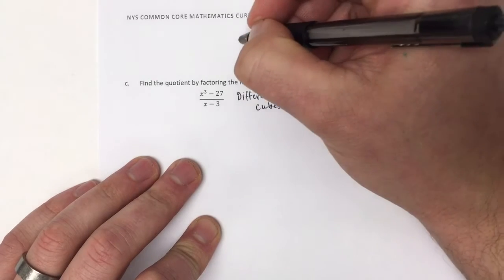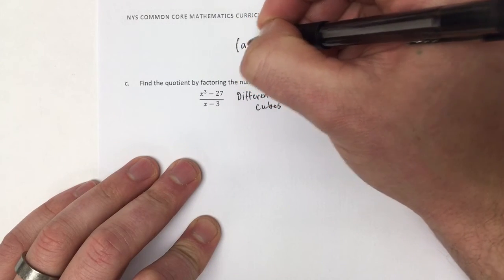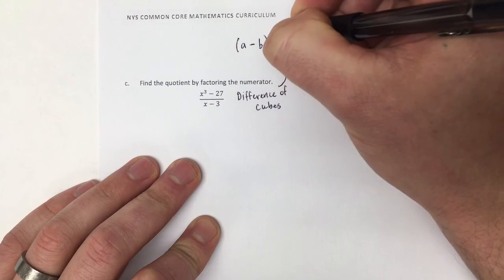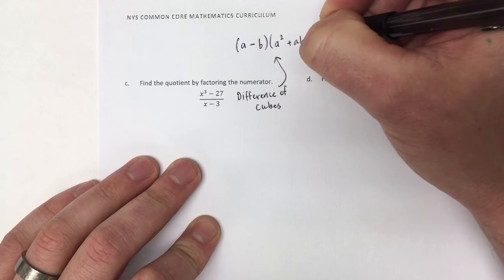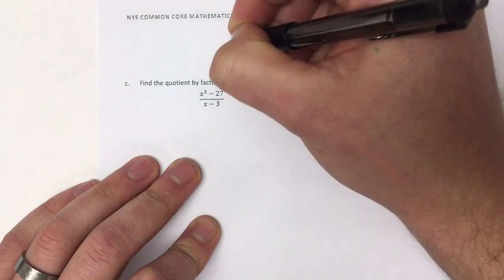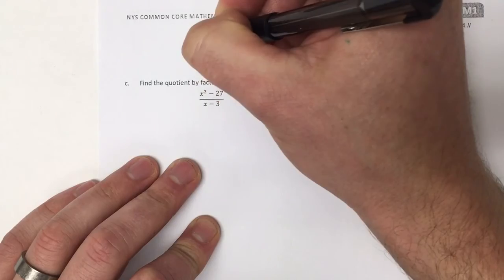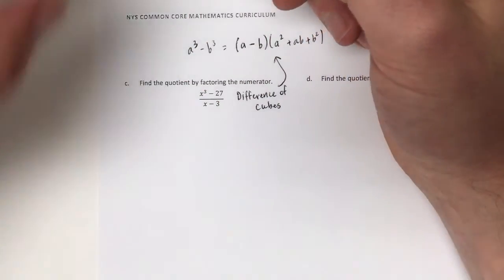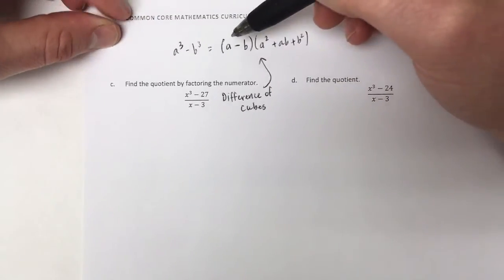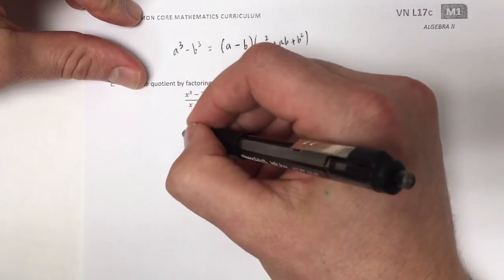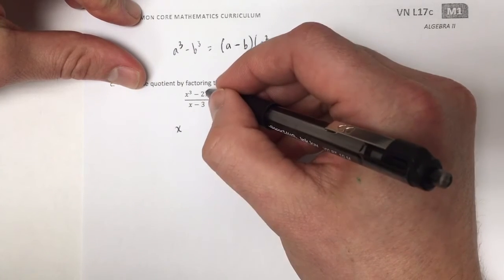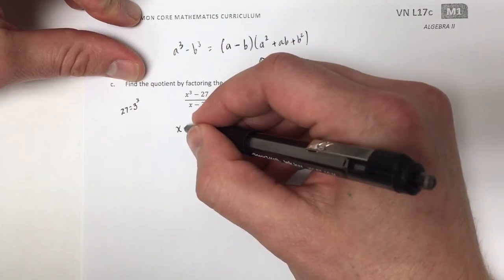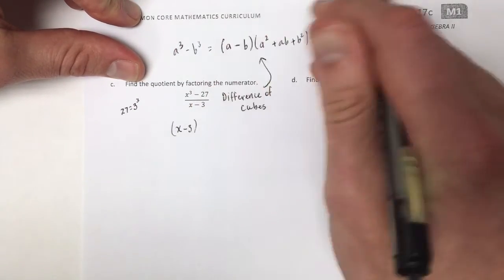And I know the difference of cubes has a special form. A minus b, a squared plus ab plus b squared is equal to a cubed minus b cubed. We were supposed to memorize that early in the year, so we'll act like this is our review. And so I can rewrite this as x. I know that 27 is really 3 cubed, so this would be x minus 3, following the pattern.